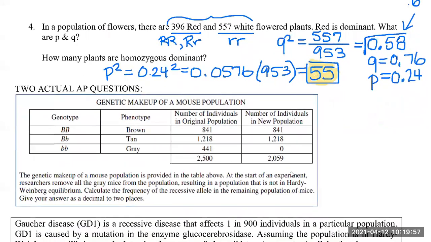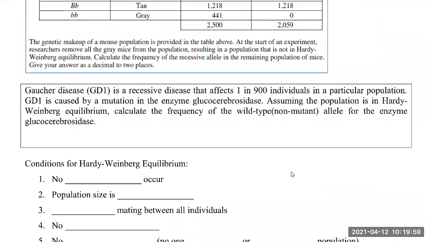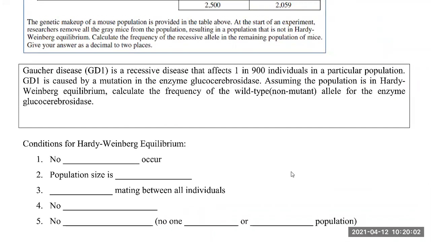All right. These are actual AP questions. I'm actually going to do this one first because this is the easier of the two. So this explains that Gaucher disease is a recessive disease that affects 1 in 900 individuals. Now, they said it's recessive, and they're talking about people that are actually homozygous recessive. So they're basically telling you that 1 over 900 is Q squared. Again, how do I know it's Q squared and not Q? Because they're talking about individuals showing the trait, little b, which is Q squared. So that's step one.